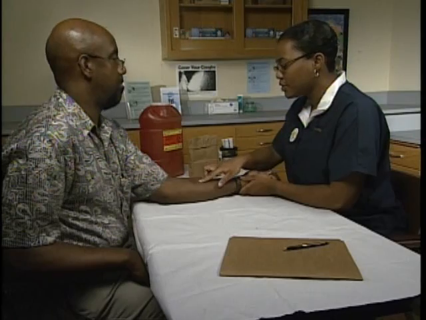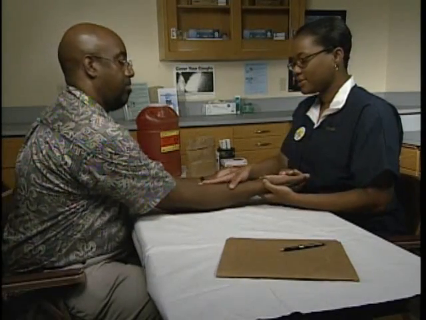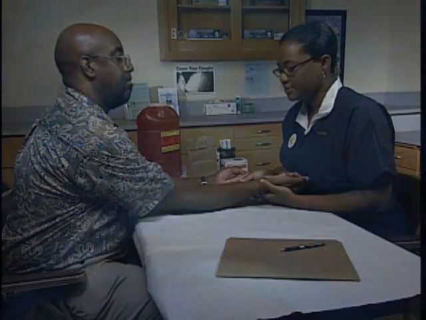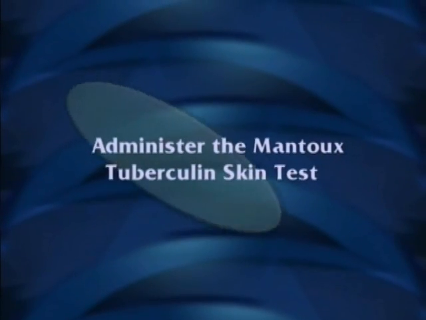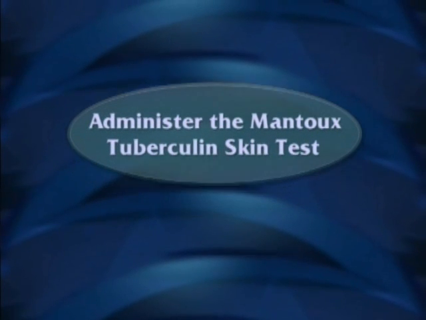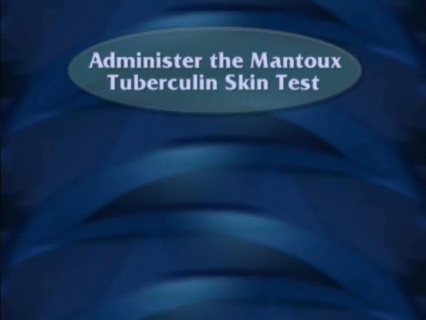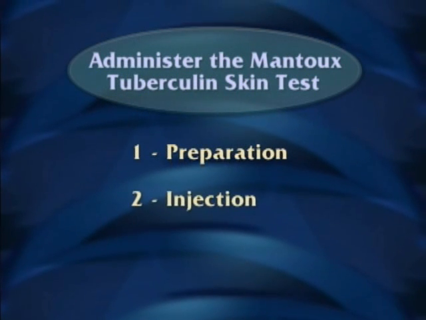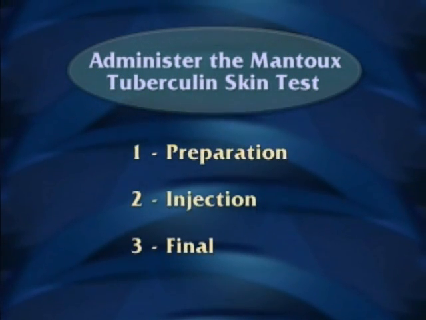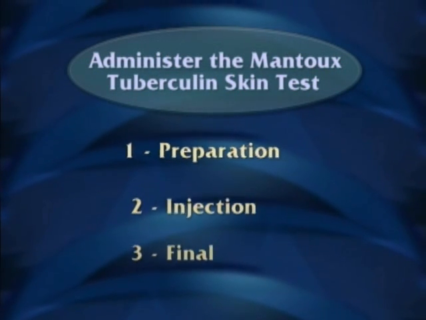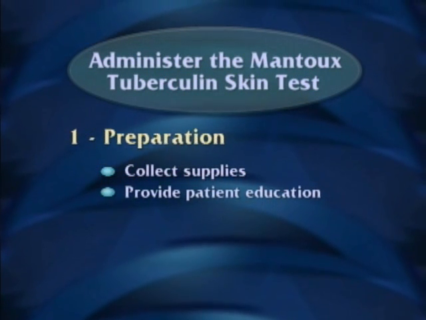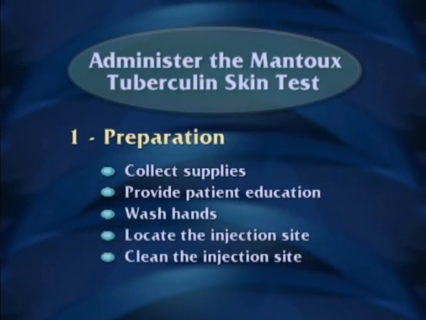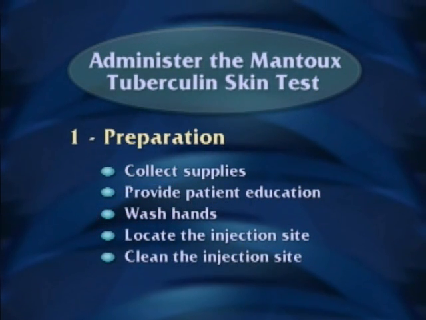Once you've decided who should be tested, then you can begin the Mantoux tuberculin skin test procedure. The two main parts include administering and reading the skin test. This part of the procedure includes preparation steps, injection steps, and final steps. The preparation steps include collecting supplies, providing patient education, washing your hands, locating and cleaning the injection site, and preparing the syringe.